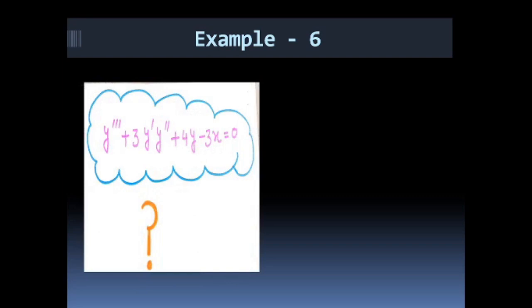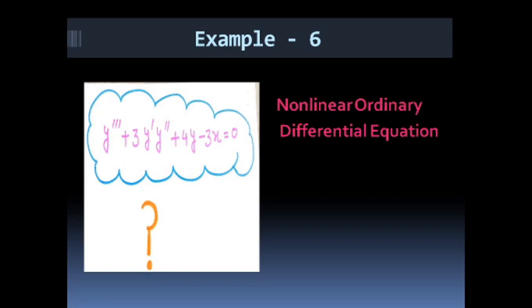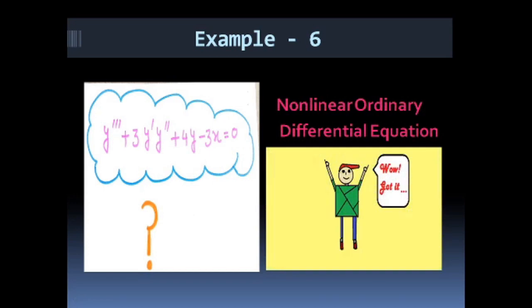Fine. Now come to next example number 6. Now I think this is clear to you that y is dependent variable, x is independent variable. Fine. Y and all its derivatives have degree 1, first satisfied. Y is not multiplied with its derivative, second satisfied. But derivatives y dash and y double dash, these two are multiplied with each other. It means third condition of linearity is not satisfied here. So this is a non-linear ordinary differential equation.